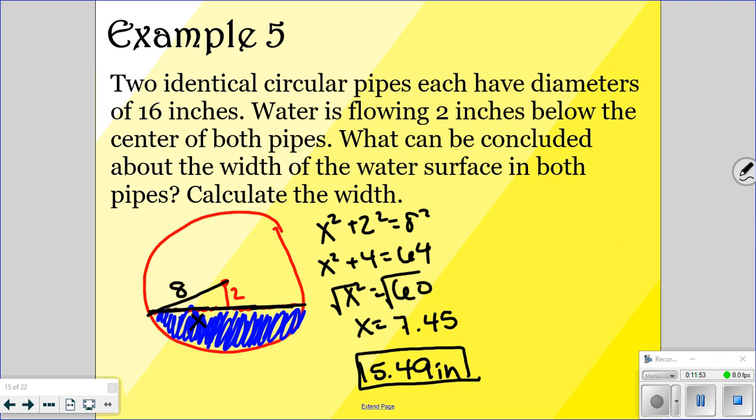And it says what can be concluded about the width of the water surface in both pipes? Well, they're going to have to be the same because we have congruent circles and the distance from the center is the same. So the width of the water surface is going to be the same in both pipes, and it's going to be 15.49 inches.